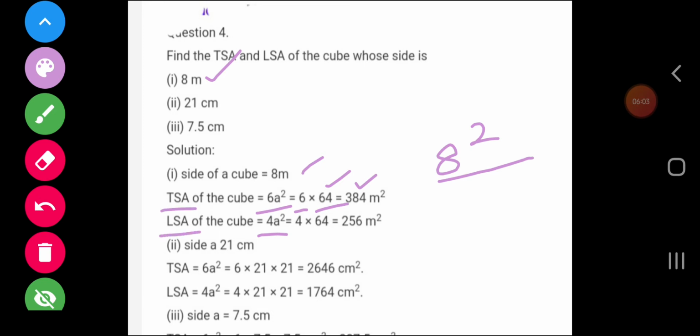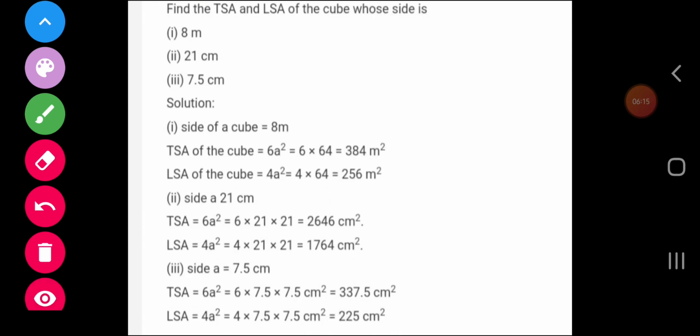Next, LSA of a cube is 4 into a square. So 4 into a square, 8 square 64. So 4 into 64 equal to 256 meters square. Same method, subdivision 2 and subdivision 3.